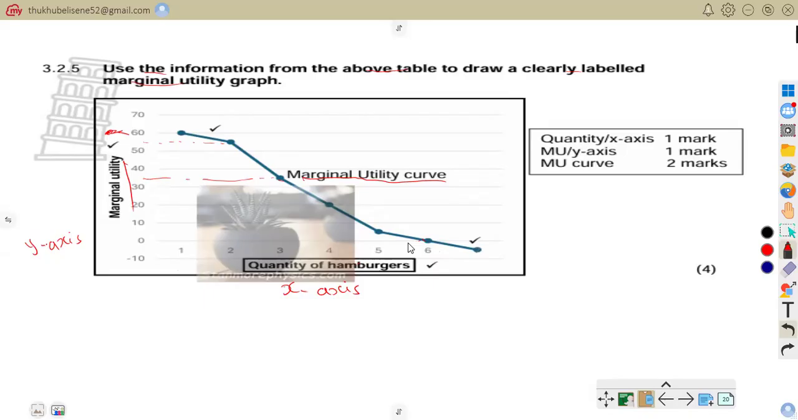So the important concept shown here is that this graph illustrates the law of diminishing marginal utility. Each additional unit consumed gives less satisfaction than the previous one. One can ask why the curve goes below zero. When marginal utility becomes negative, it means the consumer is over-satisfied, too full. Consuming more actually causes discomfort. So that is that for 3.2.5. Hope we are together on that.